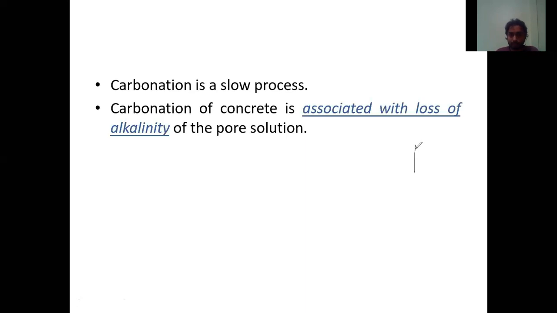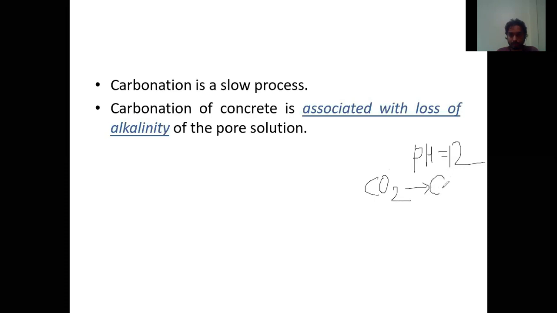The pH of a concrete is 12 to 13. Say for example, it is 12. Because of the intrusion of CO2 into the concrete, what happens? The pH reduces to 8 to 9. The value goes lower, and this is nothing but the loss of alkalinity. If the pH is reducing, we can say the acidity increases and the alkalinity decreases. So that's why carbonation of concrete is associated with the loss of alkalinity.